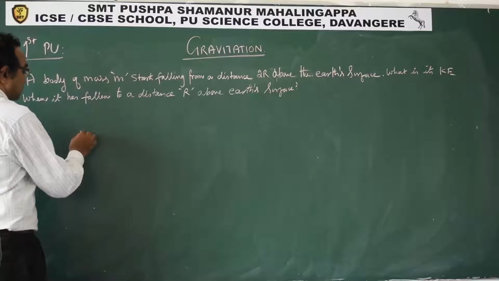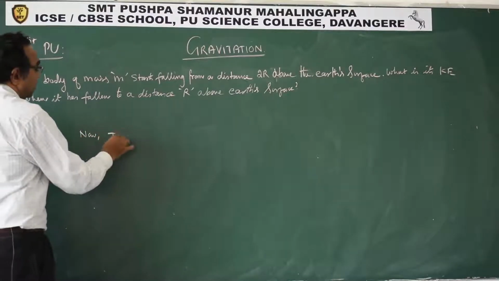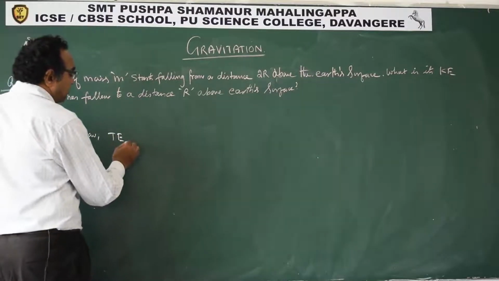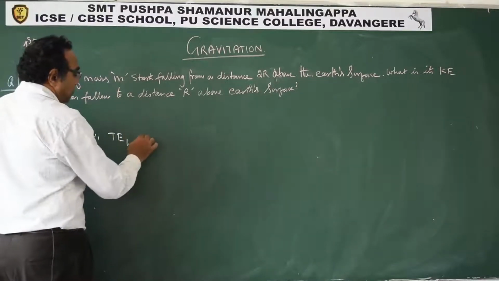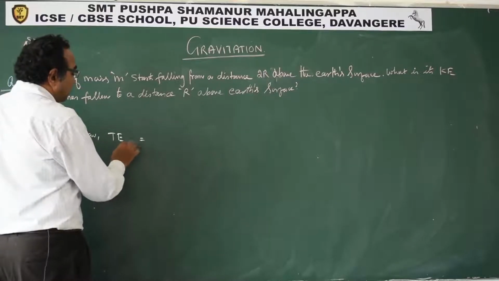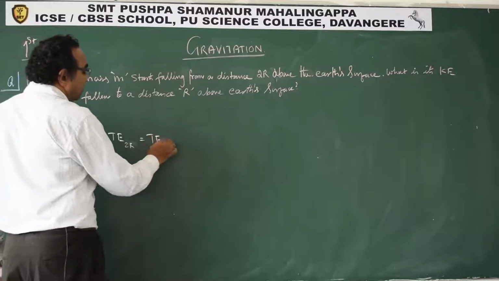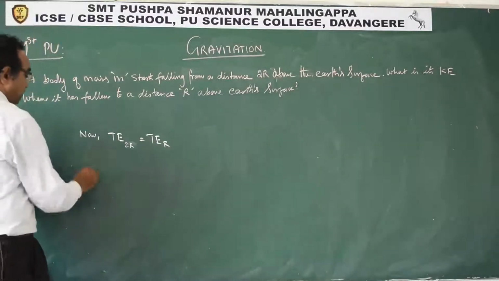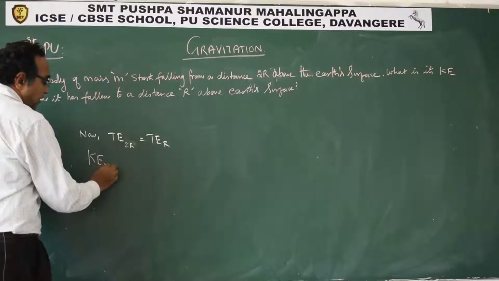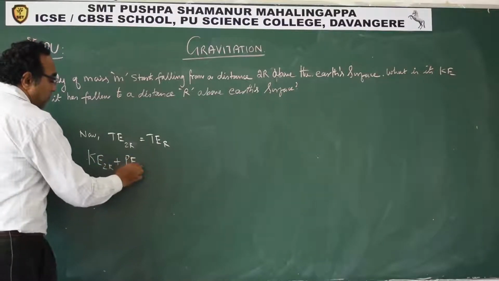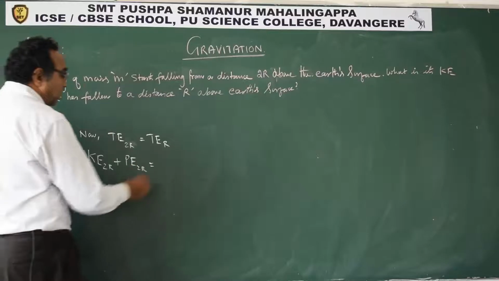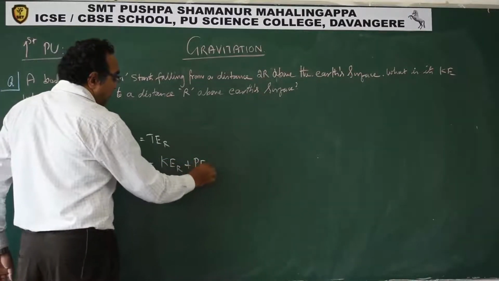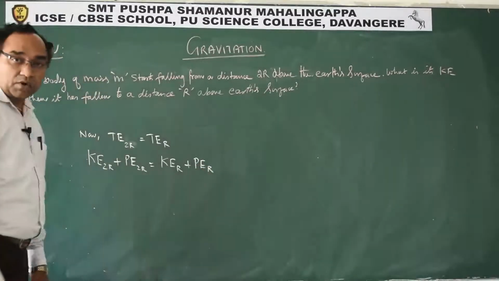Now, total energy when it is at h, or we can say 2r, should be equal to total energy when it is at the position r. So what do we have for total energy? Kinetic energy at the elevation of 2r plus potential energy at the elevation of 2r is equal to kinetic energy at the elevation of r plus potential energy at the elevation of r. This is what we can say.